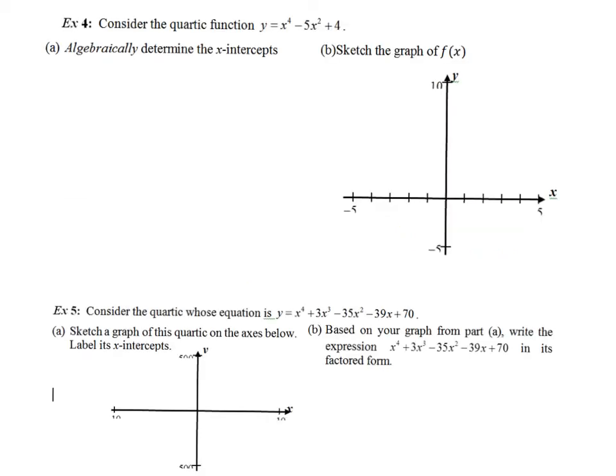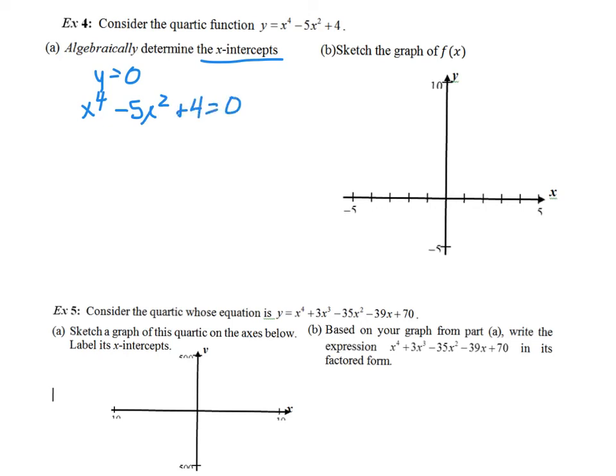So for the next example, we're going to go back to our algebraic form. So this time we've got a quartic function, so that's an x to the 4th. We want to algebraically determine the x-intercepts, and again, every time I want an x-intercept, that means that I'm going to set y equal to 0. So my equation is going to be x to the 4th minus 5x squared plus 4 equals 0.